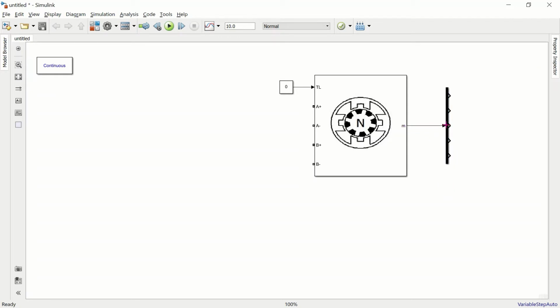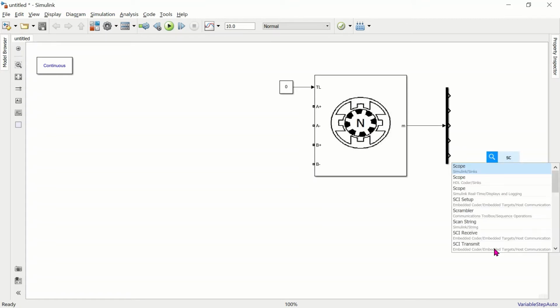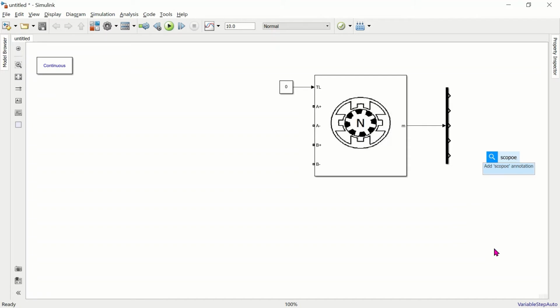Here we connect the output. Now we have to connect a scope to visualize the step angle. Now we have to connect the supply to the coils A plus, A minus, B plus and B minus with the help of switches.